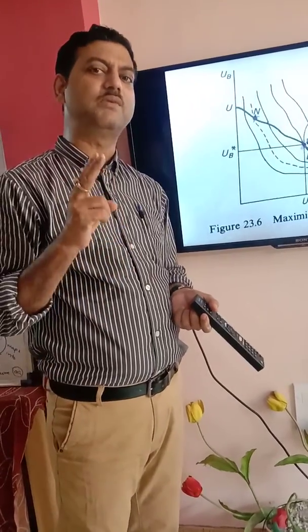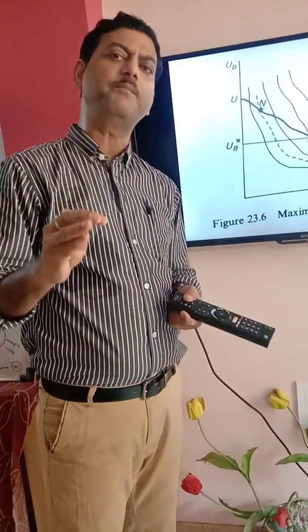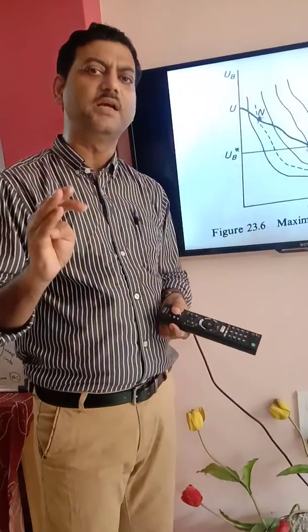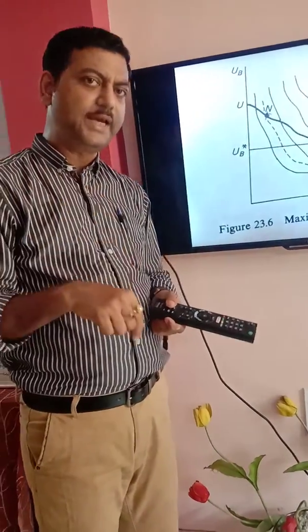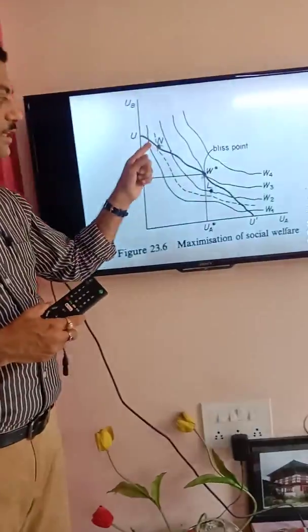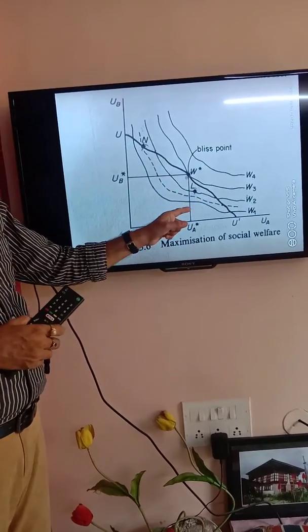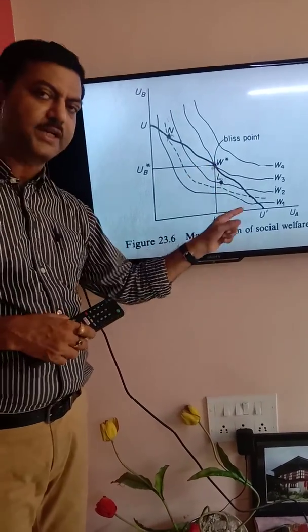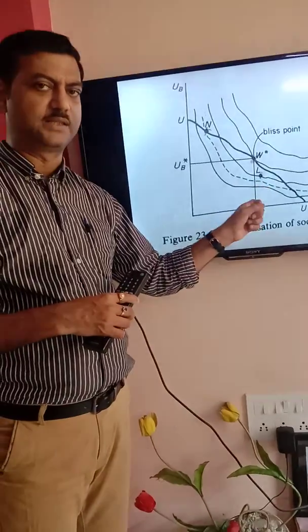So two things you must remember. Number one, perfect competition is necessary but not sufficient for Pareto optimality. And today, from this diagram, you can definitely say that Pareto optimality is necessary but not sufficient for social welfare maximization. Okay?